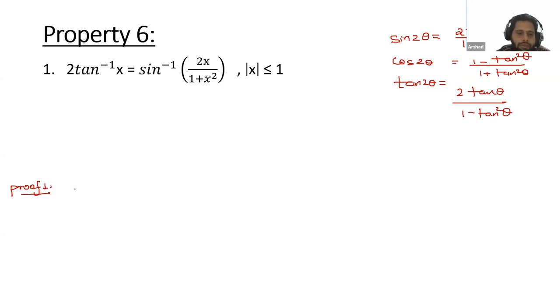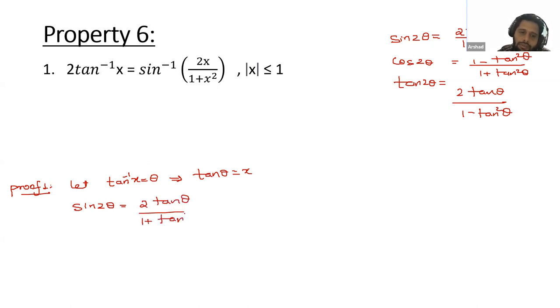Next, for this proof, we will assume the following. We are doing the proof of the first part. Let tan inverse x is equal to theta. So here we get tan theta is equal to x. Now, what's the formula of sine 2 theta? Sine 2 theta is 2 tan theta by 1 plus tan square theta. Why have we taken sine here? Because we need sine inverse. That's why we have chosen the formula of sine 2 theta. So sine 2 theta is equal to 2x by 1 plus x square.